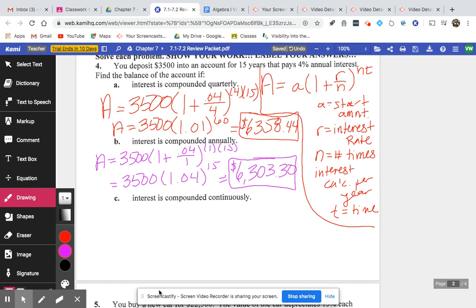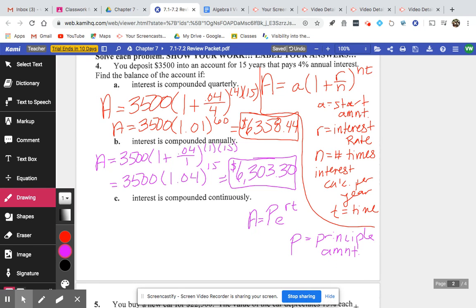Okay. Now I want to see if interest is compounded continuously. Here's where we use e. So we have A equals capital P e to the rt power, where P is your principal, r is the interest rate, and t is time. So maybe I'll just write P, your principal amounts.